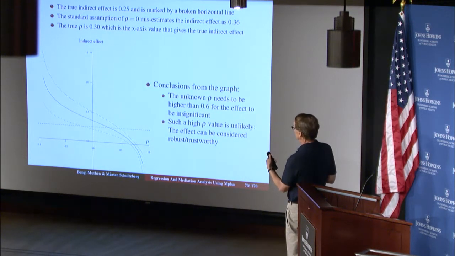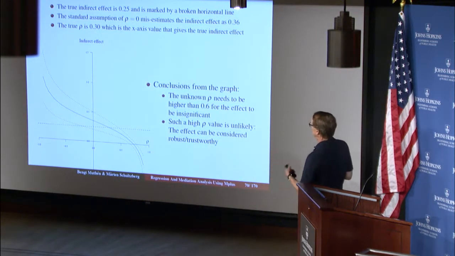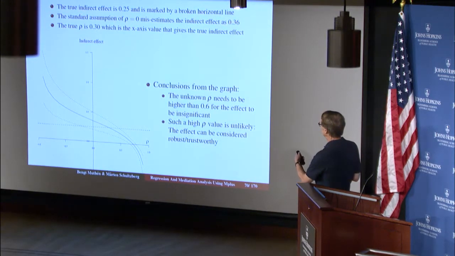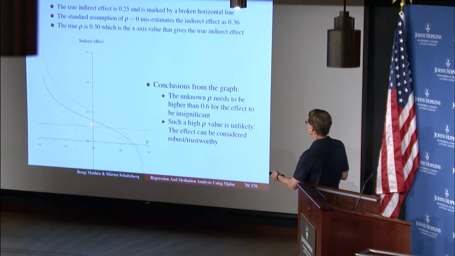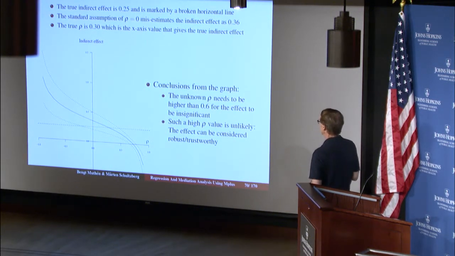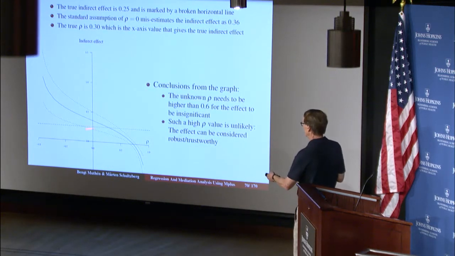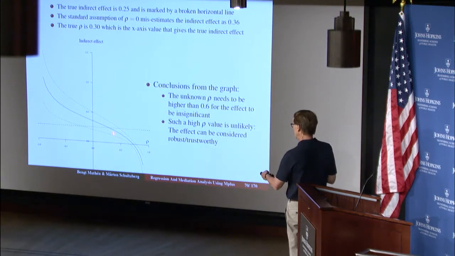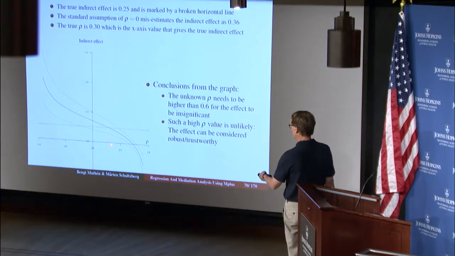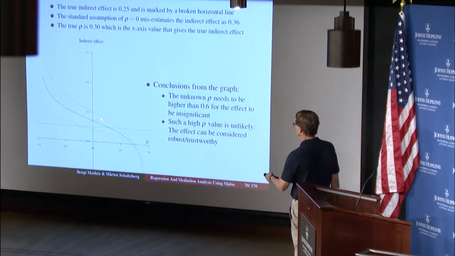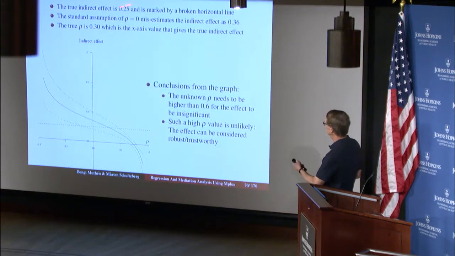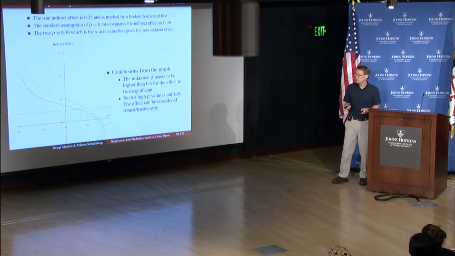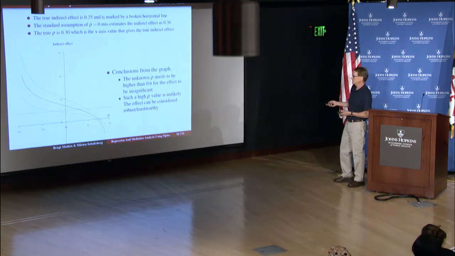In the book, I show how to generate data with a true rho of 0.30, and then analyze it by the standard assumption, and then you get the misestimated indirect effect of 0.36, whereas the true indirect effect is 0.25, which you would get if you happened to guess the true rho value of 0.30, but you don't. All right, so now you know how to reason about this, how to do a sensitivity analysis, and how to interpret the graph.